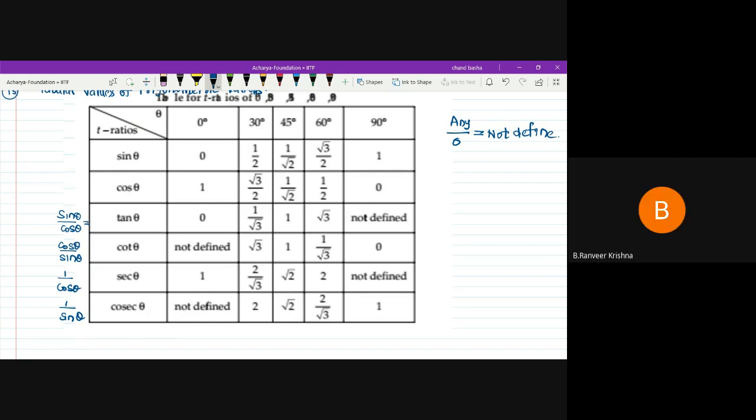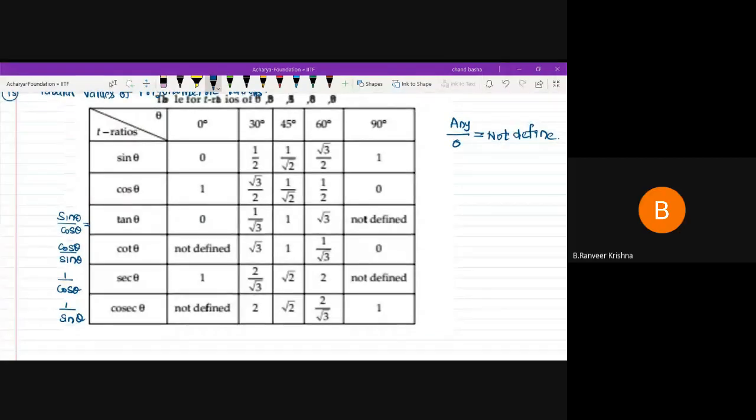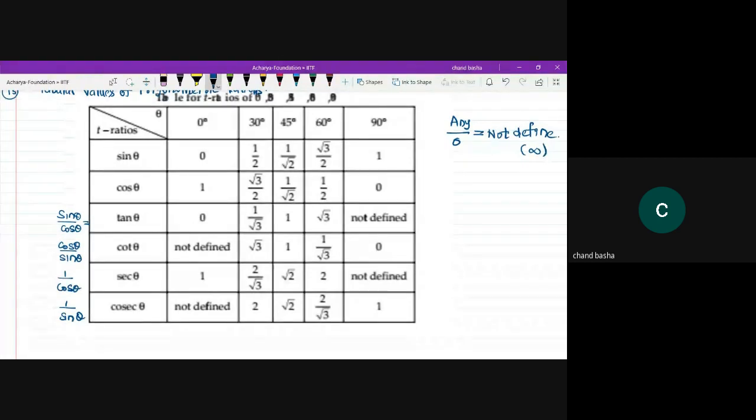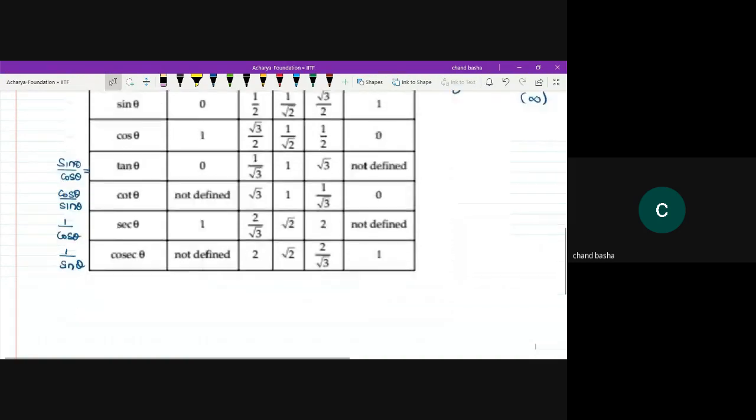Right? Sir, that means not defined means infinity. Yes, infinity. Right. We can even write the infinity symbol like this, but as I said, at this level, these points can cause a little confusion, like there is a problem.